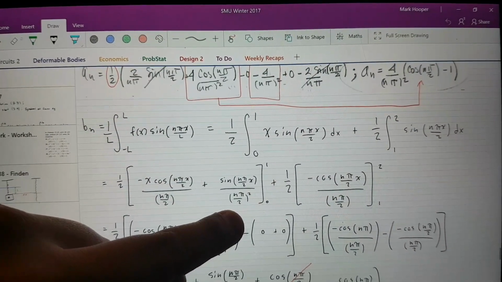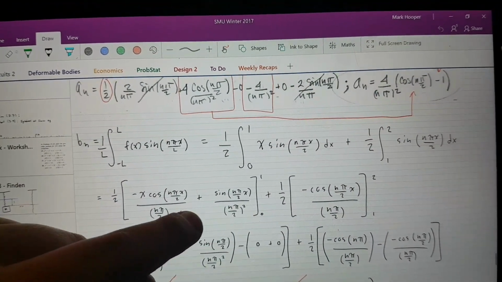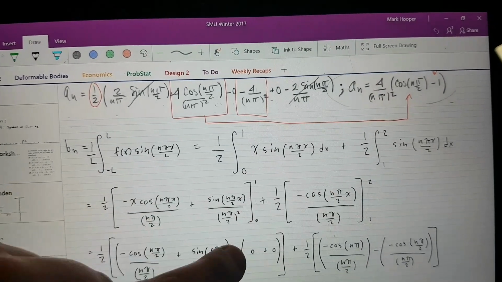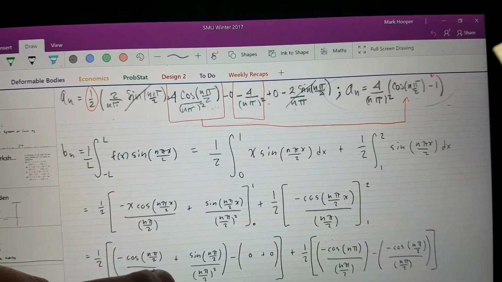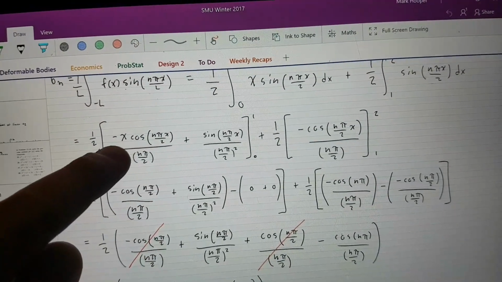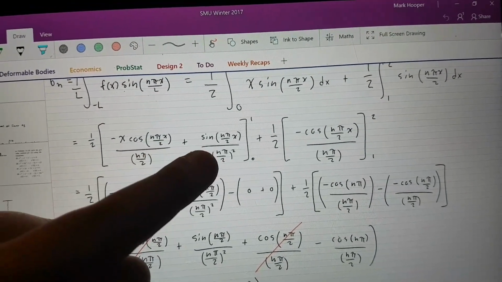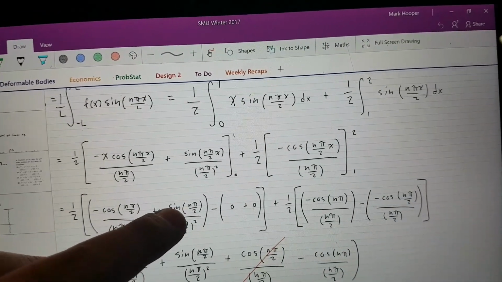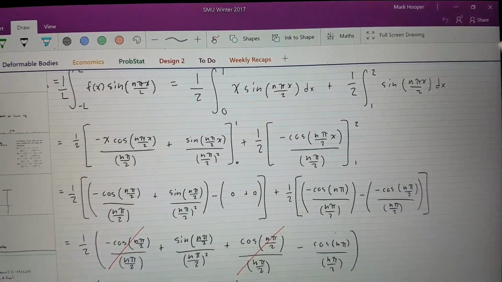Anyway, so bn. It's the same kind of thing, except the function gets multiplied by sine. So you do the same thing. It's a different function along that way, so you have to make sure you get that straight. So it's just minus x cosine ax over a plus sine ax over a squared. Anyway, you can just look at those integrals up top again.